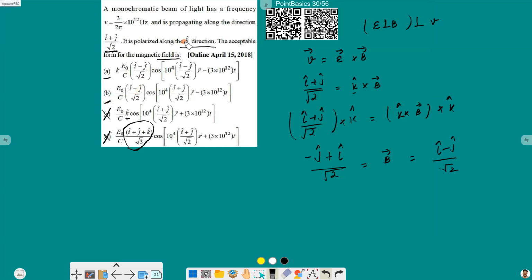Now what we can do further? Now we can look up the direction of the wave. Here the direction of the wave is I plus J by root 2. In option A, the direction of wave we are getting is I minus J by root 2, and in option B we are getting I plus J by root 2. So option A is rejected and only option B is left as a possible answer.